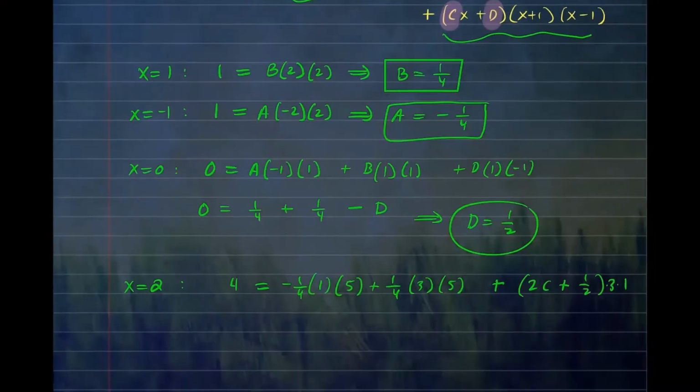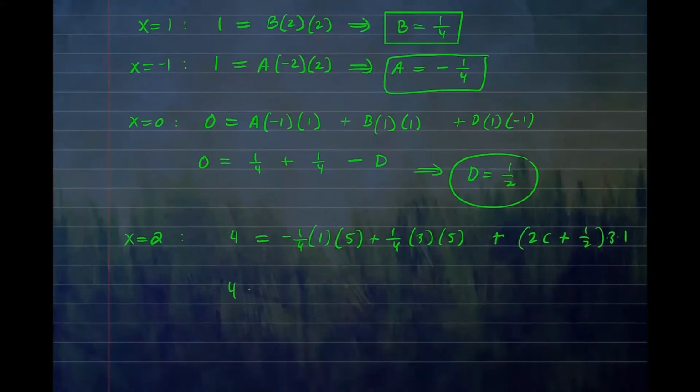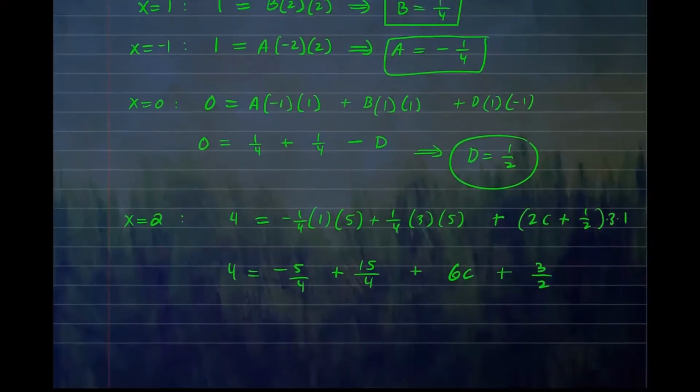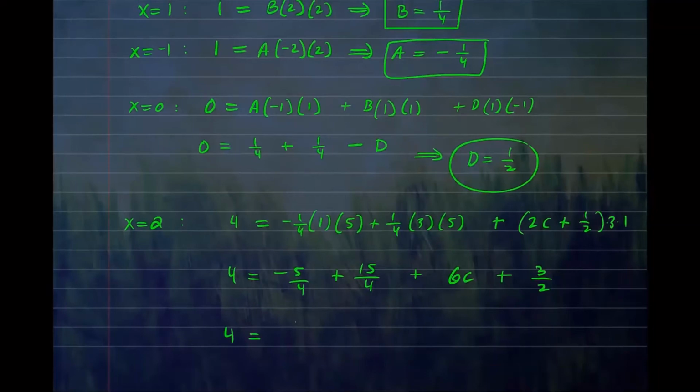All right, so let's clear this up. So you have 4 is equal to -5/4 plus 15/4. And then here, for the last term, I get plus 6c, actually, if you distribute, and 3/2. And now I can combine further. This is 4 is equal to 10/4 plus 6c plus 3/2.